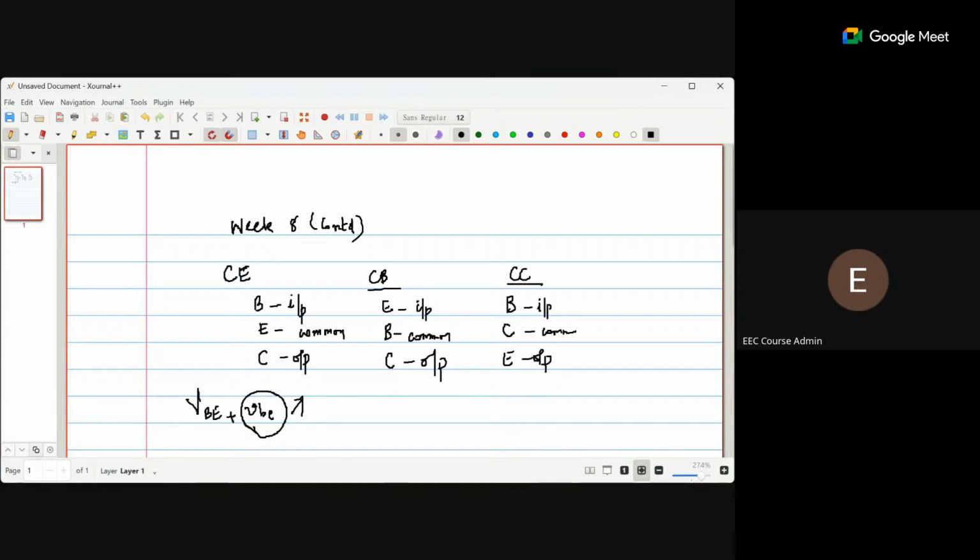That's why, in order to get rid of the DC component from the output, we are using the coupling capacitor at the output. So the role of the coupling capacitors at the input and the output, and the emitter bypass capacitor.